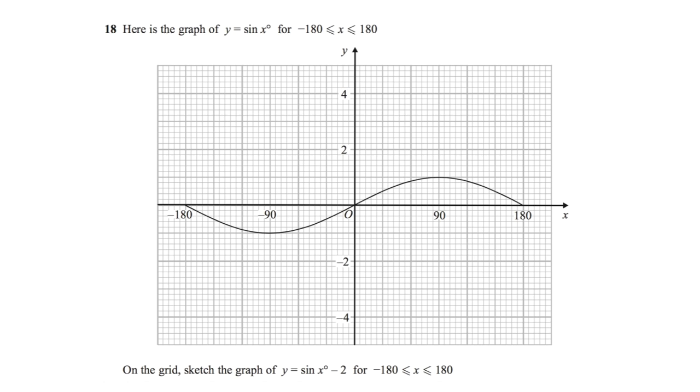Question 18. Here is a graph of y equals sine theta for minus 180 degrees less than or equal to x less than or equal to 180 degrees. On the grid, sketch the graph of y equals sine theta minus 2 for minus 180 degrees less than or equal to x less than or equal to 180 degrees. So essentially what we're doing is we're moving the graph y equals sine theta down by 2. Okay, so 0, this position goes down over here. 90, which is 1, should go down to minus 1.